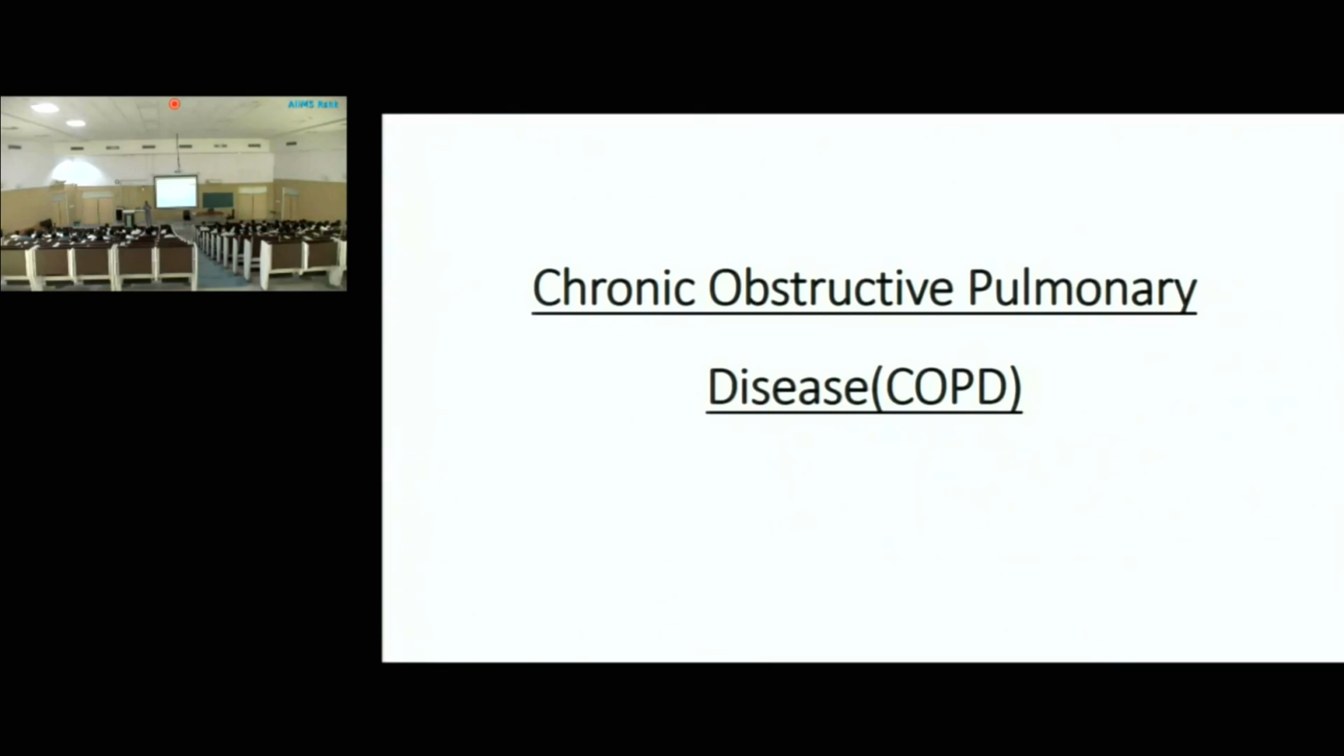Chronic bronchitis, emphysema, then bronchial asthma, bronchiectasis, and bronchiolitis, right? So all these 5 entities. Remember, chronic bronchitis, emphysema, bronchial asthma, bronchiectasis and bronchiolitis. Remember, these 5 entities come under COPD. So today we will learn about 2 topics, chronic bronchitis and emphysema.